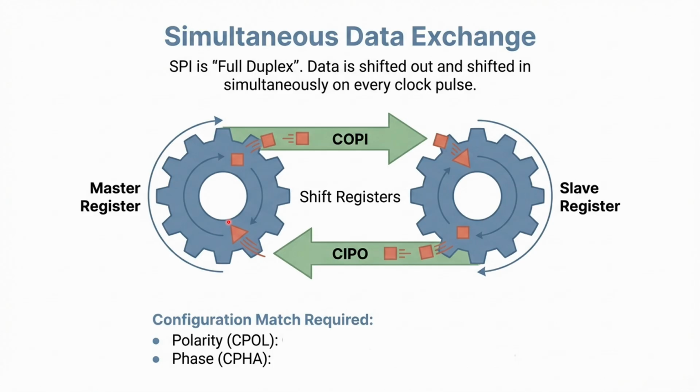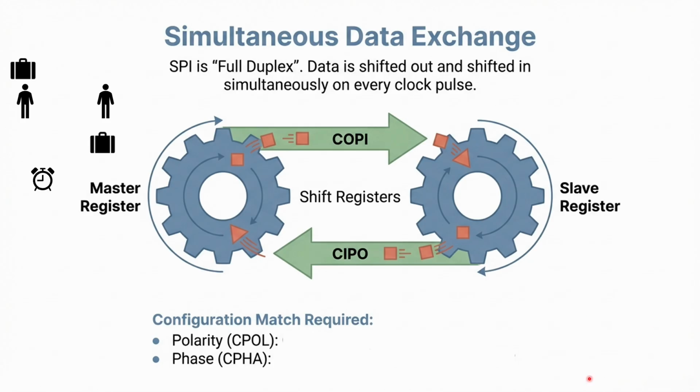Now, imagine two people standing face to face, each holding a suitcase. Every time a metronome clicks, that's our SCK, they both push their suitcase forward and catch the other person's suitcase at the exact same time. No one is ever waiting for a turn to talk. This constant trade of information happens over the COPI and CIPO lines simultaneously.